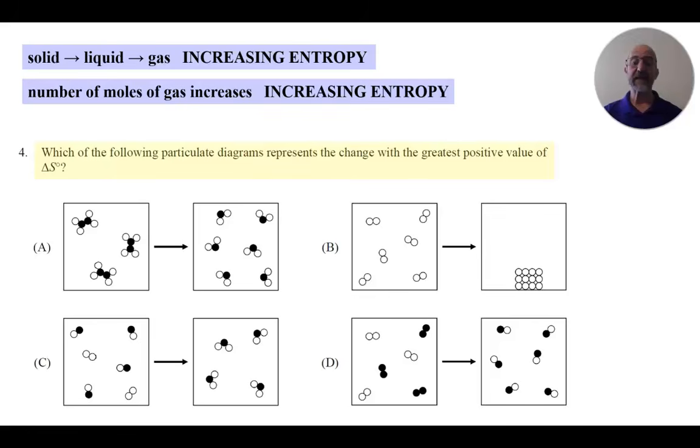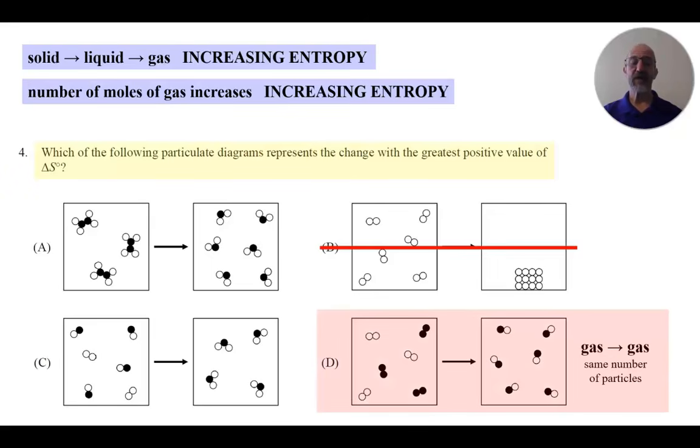Now in choice B, I can see 6 gas particles in the first box, and then I can see all solid in the second box. So changing from a gas to a solid, that would actually involve a decrease in entropy, so not an increase. So let's go ahead and eliminate choice B. And now I will move on to choice D. I can see 6 gaseous particles in the first box, but I also see 6 gaseous particles in the second box. So we are changing from a gas to a gas, but there is no change in the number of gaseous particles. So that would not involve a significant increase in entropy. Let's go ahead and eliminate choice D.